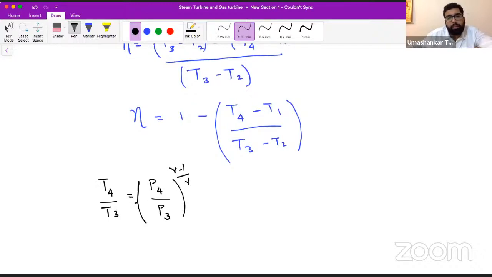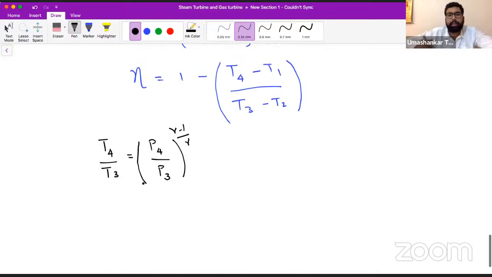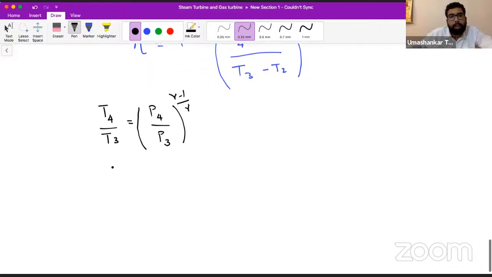Okay, we have seen all this in this series while we were discussing the compressible flow also. In this series only we have completed the compressible flow also. So this series is very, very useful for the aspirants who are preparing for the 2021 GATE examination. So we have T4 by T3 is equal to P4 by P3 to the power gamma minus 1 by gamma, and also we can write like this.